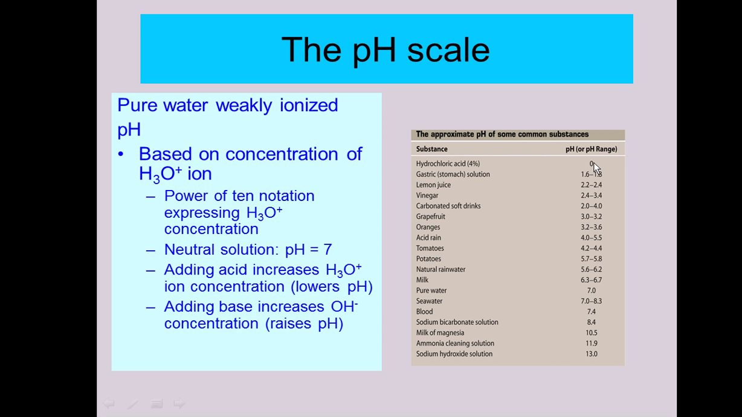All these solutions above pure water, water is neutral, they're all acidic. And all the solutions below water here, which have a pH higher than 7, like your blood, which is 7.4. Blood is near neutral. It's not acidic or basic. The milk of magnesia is 10.5, it's basic. Ammonia, which we use for cleaning, 11.9, is quite basic. Sodium hydroxide 13, a very strong base.